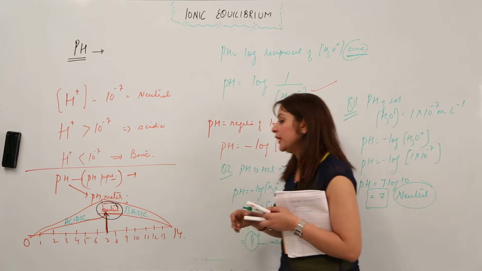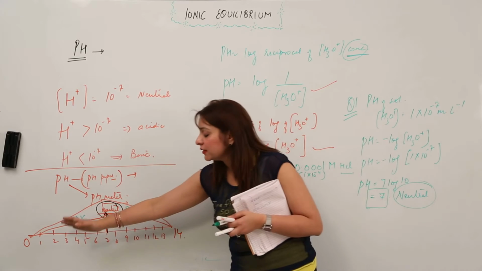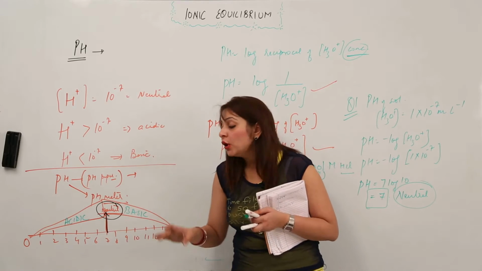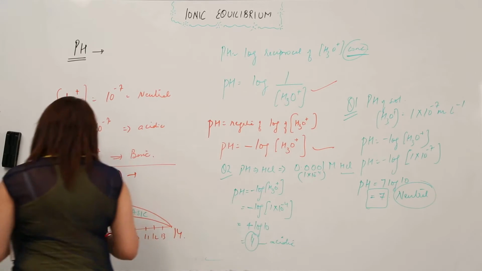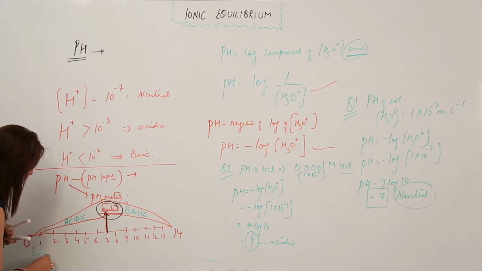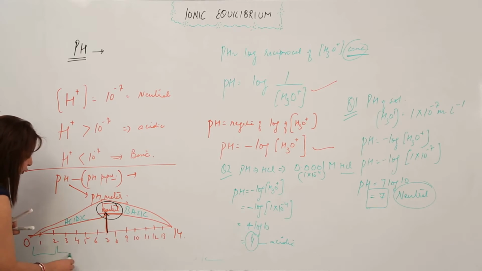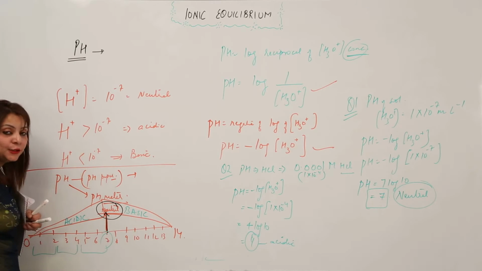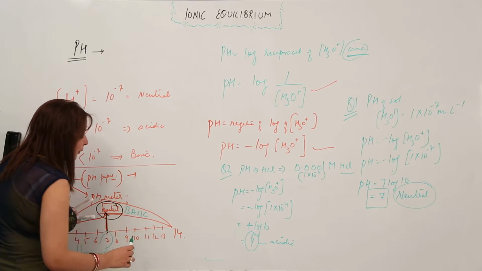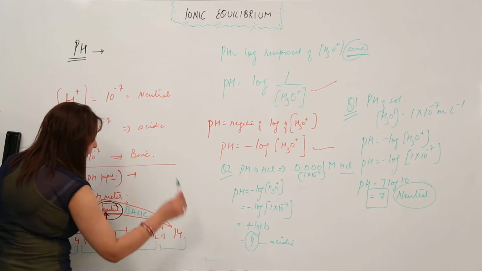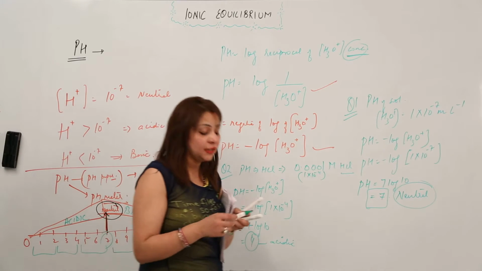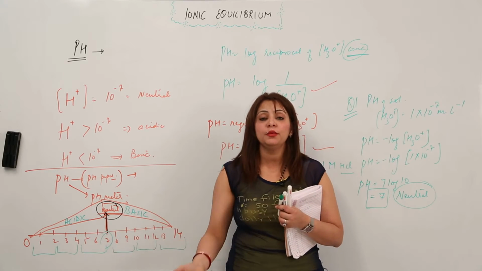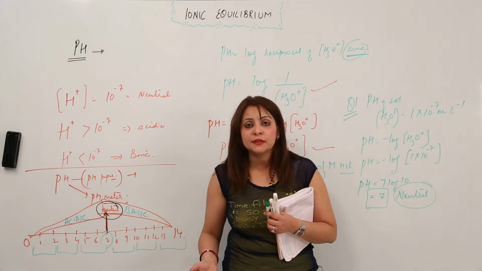What I want to tell you is that we divide the 0 to 14 scale into acidic, basic and neutral values. A substance with pH up to 2 is a strong acid, between 2 to 4 is moderately acidic, and the rest are weak acids. 7 is neutral, right? From 8 onwards they consider it to be a weak base, moderate base and strong base. So this is how you can say how the given samples are more acidic or less acidic, or more basic or less basic.